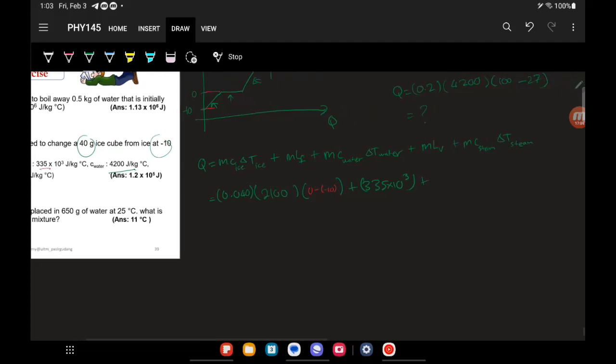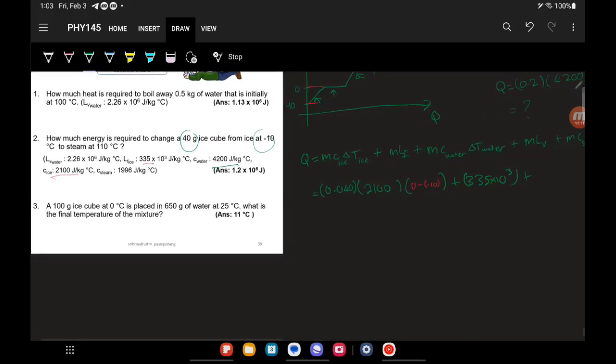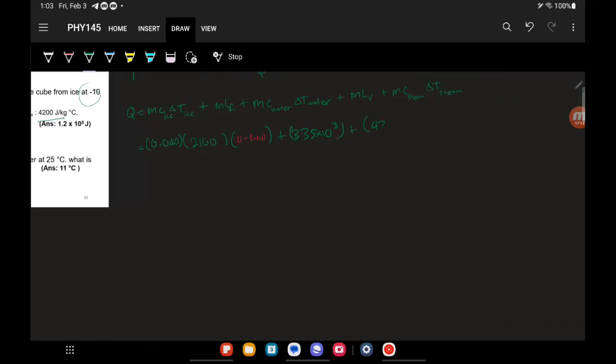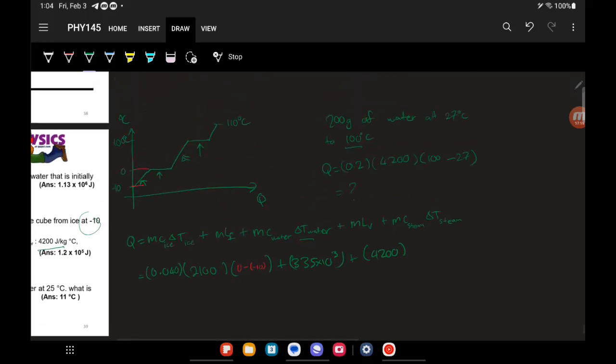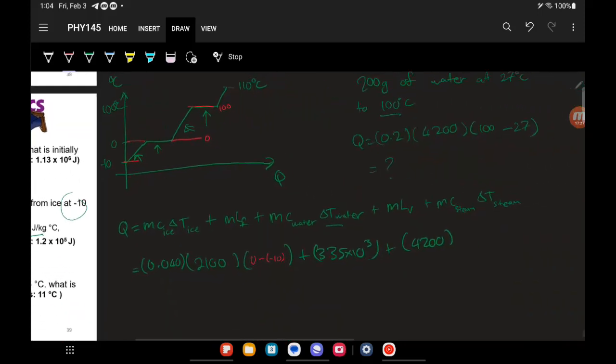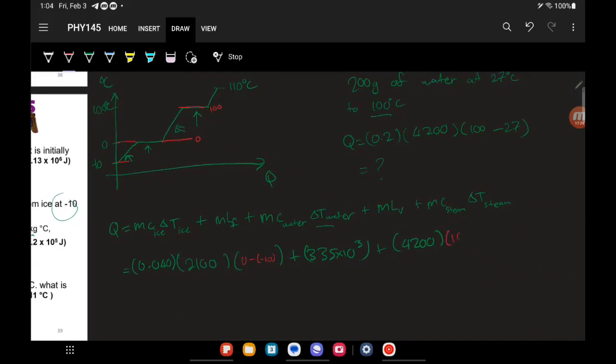The next one is mc water. So m is already factorized. For c water, it is going to be 4,200. And then the change of temperature. The change of temperature here is going to go from 0 to 100, so here it will be 100 minus 0.